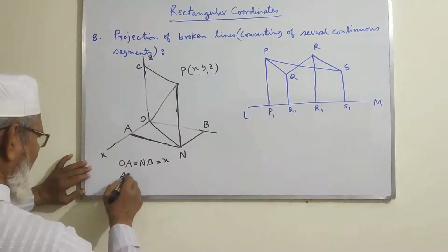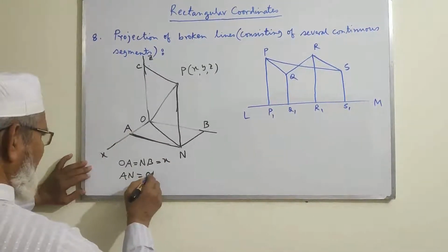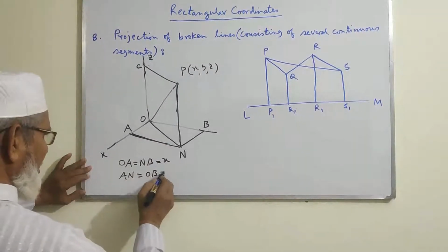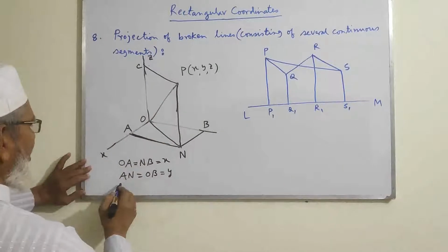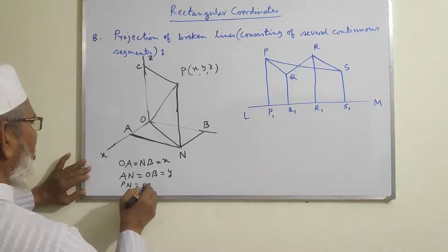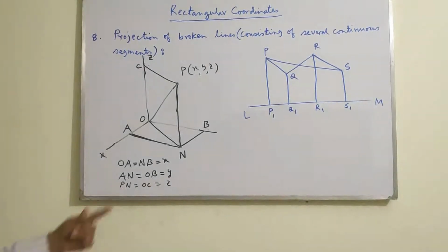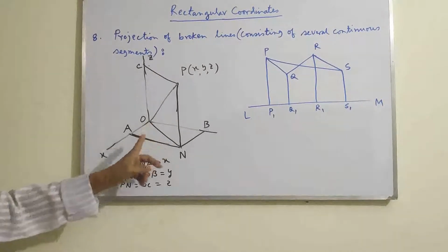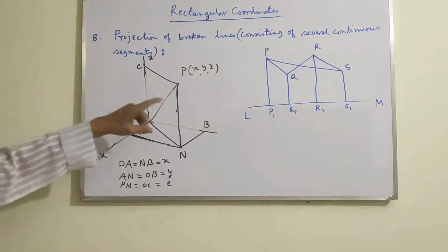AN is equal to OB, which is y, and PN is equal to OC, which is z. These three distances, that is coordinates x, y, z, are the projections of OP on x-axis, y-axis and z-axis. These three are the broken parts of OP.